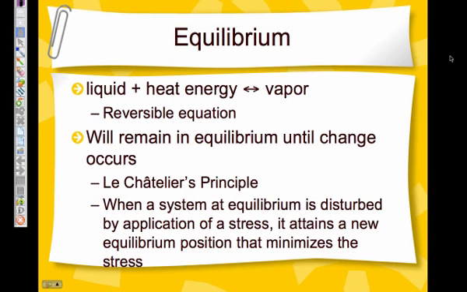And so when there's a change in the system that causes a shift in equilibrium, that is called Le Chatelier's principle. So when a system at equilibrium is disturbed by the application of a stress, so it could be a change in temperature, a change in pressure, it attains a new equilibrium position that will minimize that stress. So I think we have an example here next.